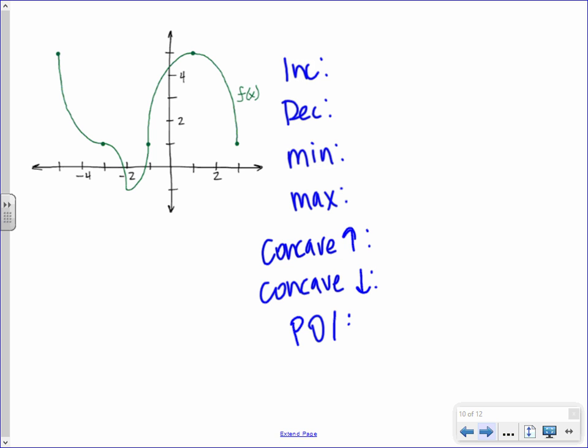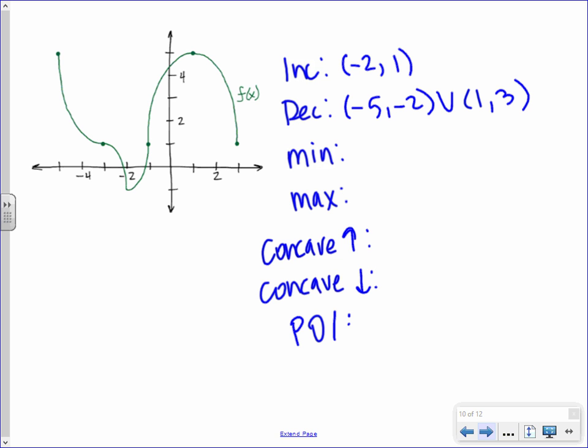Okay? So on our function, Joe, where are we increasing? And that would be it, right? Yes. So then, Sammy, where are we decreasing? Does it end at those points or does it keep going? We're just going to say that it ends. Alright, so -5 to -2, and then 1 to 3. Okay, good. That's where we're increasing. That's where we are decreasing.